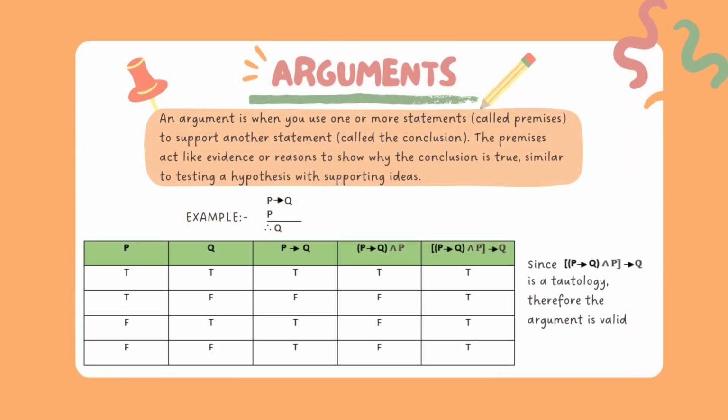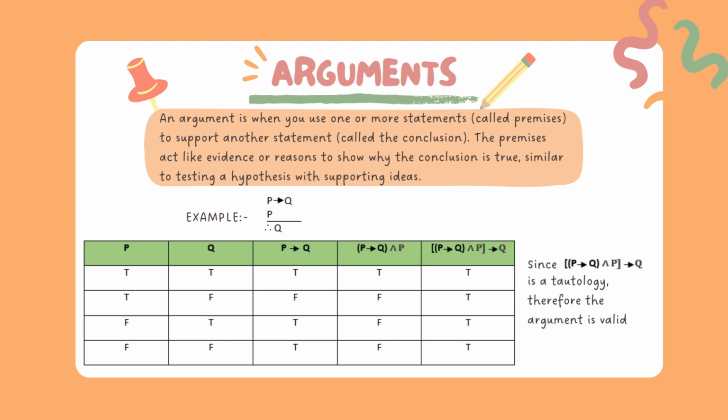Arguments. An argument is when you use one or more statements called premises to support another statement called the conclusion. The premises act like evidence or reasons to show why the conclusion is true, similar to testing a hypothesis with supporting ideas. For example, we have P implies Q and P, which we will be applying the rules of inference to, and get the answer Q.